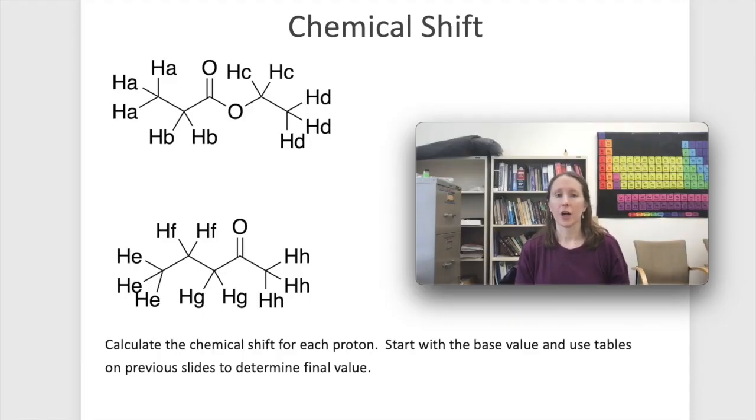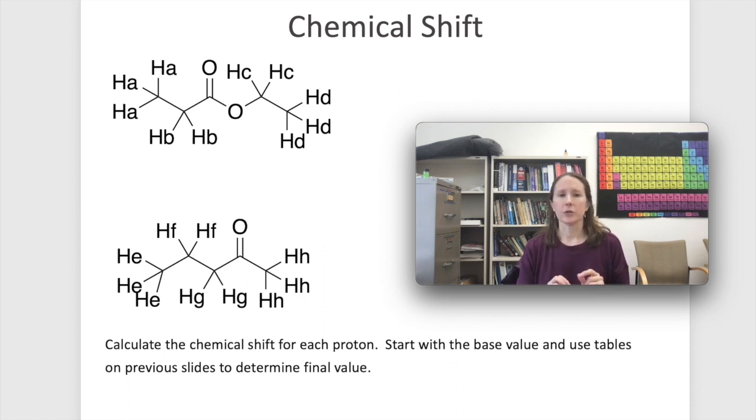Here are 2 different compounds, and in the top compound, the ester, there are 4 unique proton signals, and I've labeled them HA, HB, HC, HD. In the bottom compound, there are also 4 different unique proton signals, HE, HF, HG, and HH. What I'd like you to attempt here is to calculate the chemical shift for each unique hydrogen. You could each take one and put your answer in the chat.